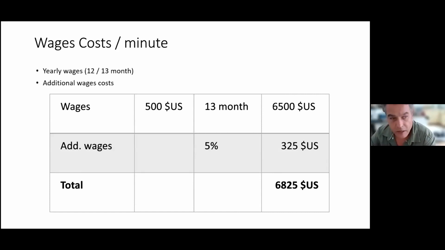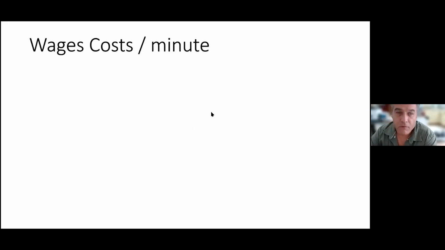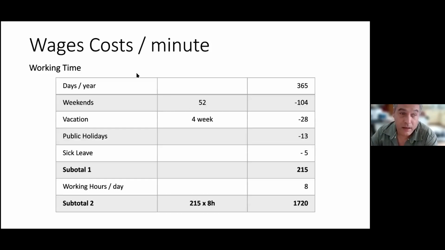Not including any laboratory costs or anything. We just look at this now. Another important factor, of course, is the working time. So maybe we have always the same time. We have 365 days a year. If you take off the weekends, your vacation, your public holidays, maybe your sick leave, you have a total working time of 215 days a year. When you have 8 working hours, your work hours are 1,720.